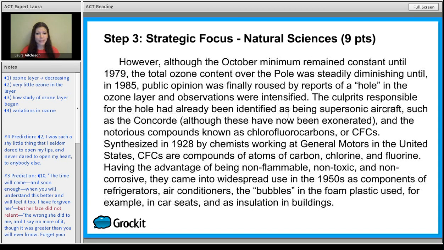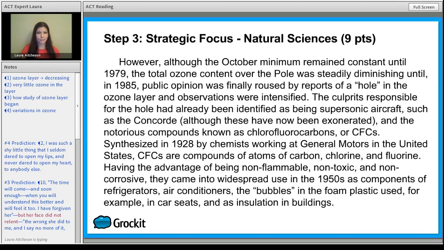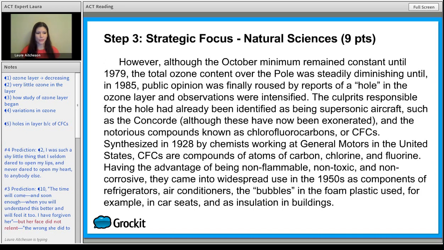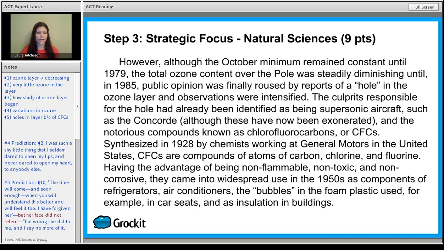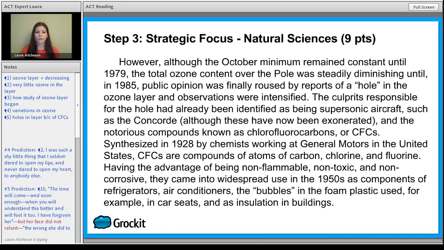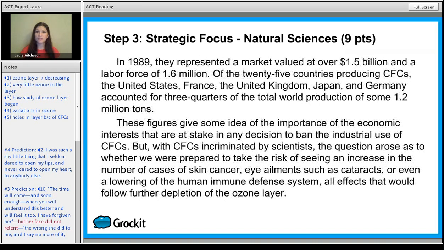This is a really big paragraph. Go ahead and read that paragraph. For paragraph 5, check to see if you have the idea that holes in the layer are because of the chlorofluorocarbons. We're ready for paragraph 6. It's a really small paragraph. Paragraph 6 is the CFC industry.